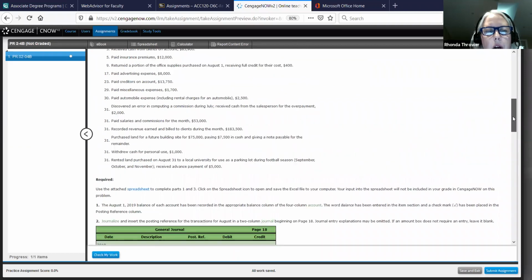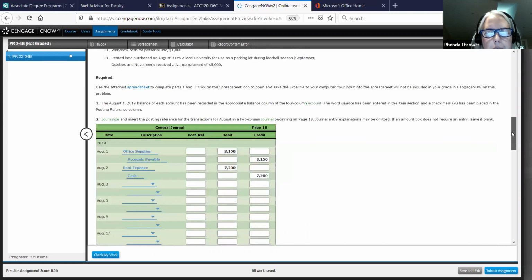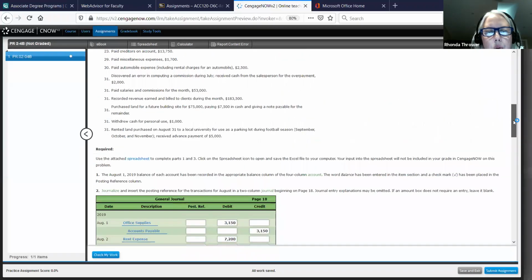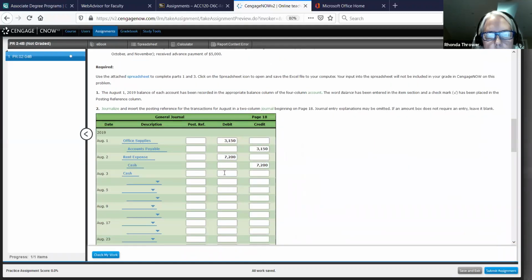On the August 3rd transaction, you receive cash from clients on account, $83,900. Anytime you receive cash, your cash is increasing. My cash is increasing, and because it's increasing and it's an asset, I'm going to debit that cash. I'm going to debit it for the amount that they told us that it increased by. We received cash of $83,900.